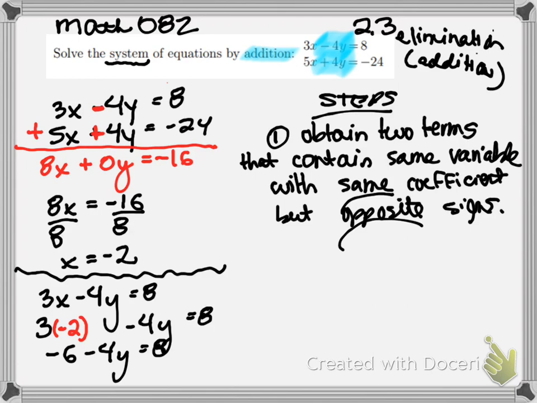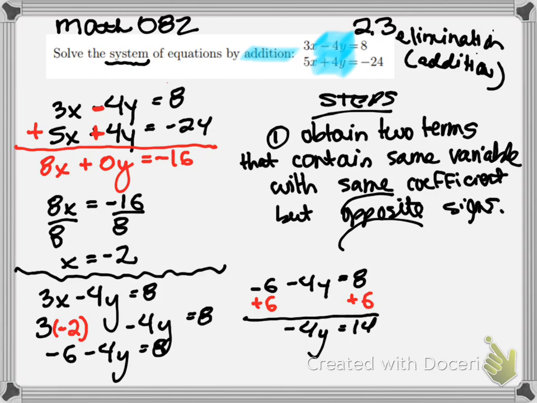Okay, I'm going to move us over here. -6 minus 4y is 8. Plus 6, plus 6. We get -4y equals 14. I'm going to divide both sides by -4, and we get y is equal to -3.5. So our final answer here is that x is equal to negative 2 and y is equal to negative 3.5.